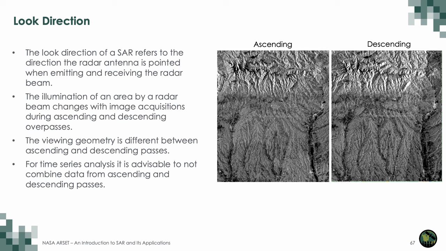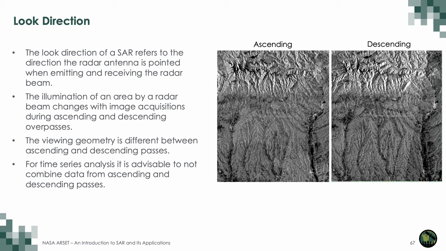And a SAR look direction is determined with respect to the flight direction of the sensor. So typically, SAR sensors are configured to look either left or right, and how an area is illuminated by a radar beam changes during ascending and descending overpasses of an area. So basically, the viewing geometry of that area is different.